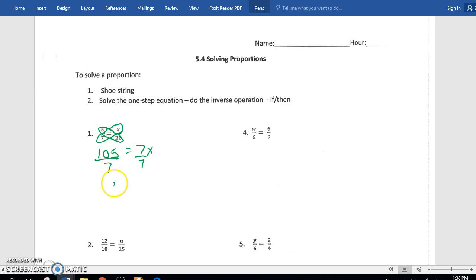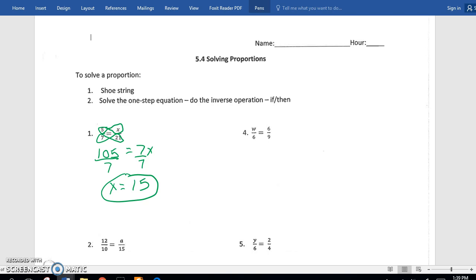And I find out that x equals, what does x equal? What's 105 divided by 7? Somebody better grab their calculator, because I think they're just waiting on me to tell them. 105 divided by 7 is 15. That is the solution to our proportion, x equals 15.